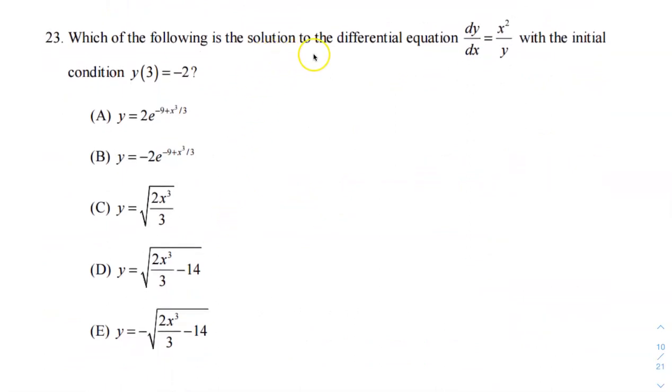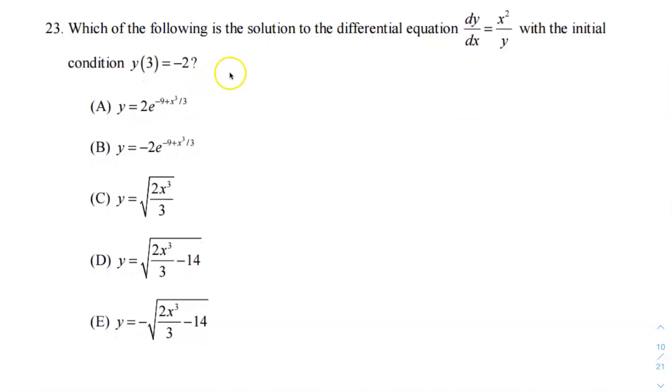23. Which of the following solutions to the differential equation with the initial condition y(3) equals -2? So this is a separable differential equation, right? So I got to find a particular solution. Remember, the first step is to separate these guys. So I'm going to cross multiply. I'm going to get y dy equals x squared dx.